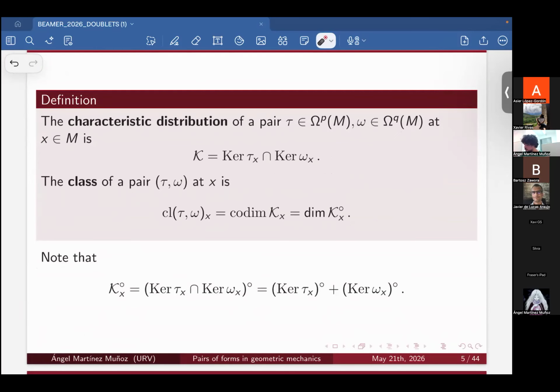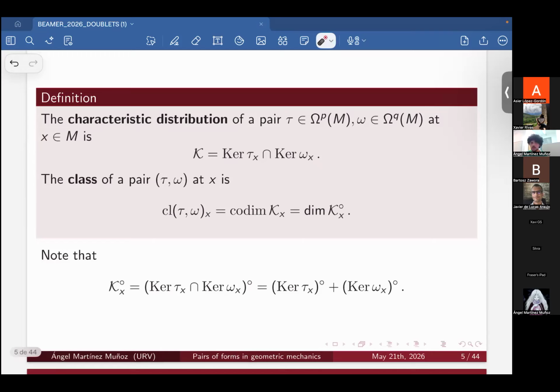This notion is similar to that of the rank and the kernel, because we will first define the characteristic distribution. This is just, you take a p-form and a q-form, and you take the intersection of their kernels. And then the class, similar to the rank, will be the codimension of this distribution. Also, it is the dimension of the annihilator again, right?